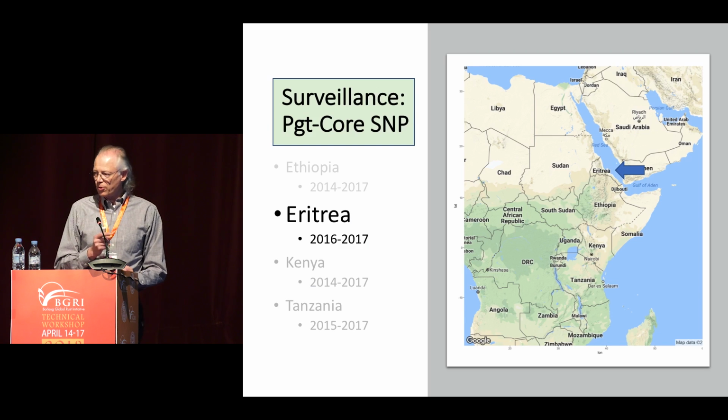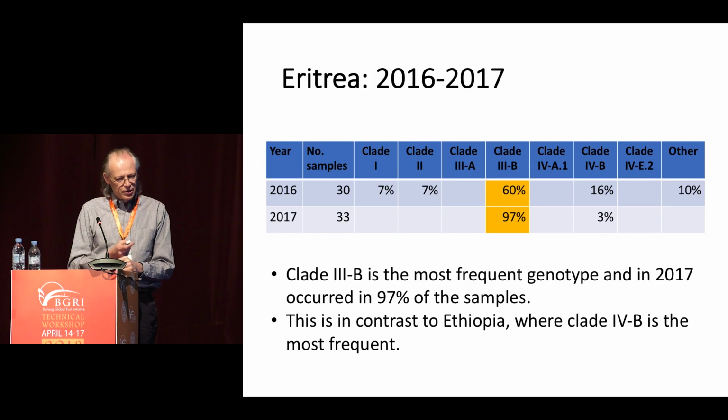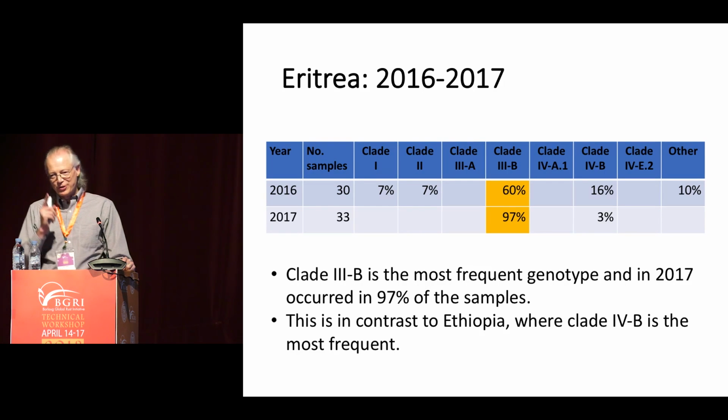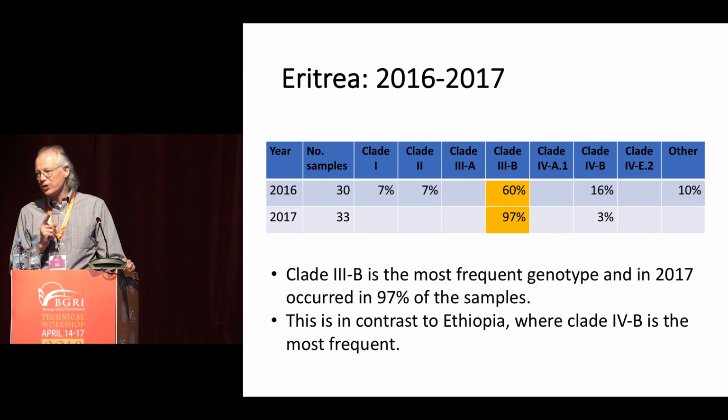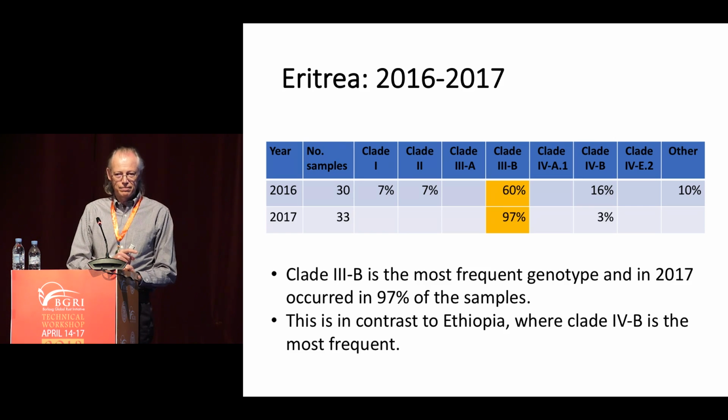Now if we move next door, go north to Eritrea, and ask what that looks like. We have 2 years of good data, 2016 and 2017. Again, look at the colored block. You probably cannot read the position, but this is clade 3b. This corresponds to the race TTRTF. So we don't see clade 4b or very little clade 1.